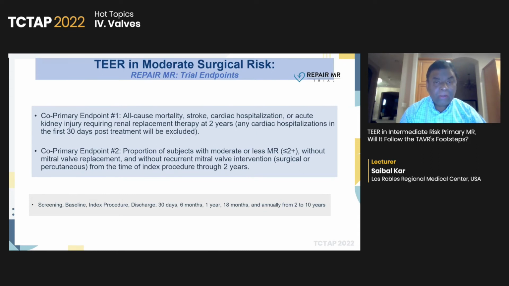The co-primary endpoint is the proportion of patients who have moderate or less MR. That means if you have patients who are greater than 3 plus, that's bad, or 2 plus. But if it's 2 plus or less, it's okay. Without the need of a mitral valve replacement, this is very important, and without the need of a recurrent mitral valve intervention, either surgical or percutaneous, from the time of the index procedure through 2 years.